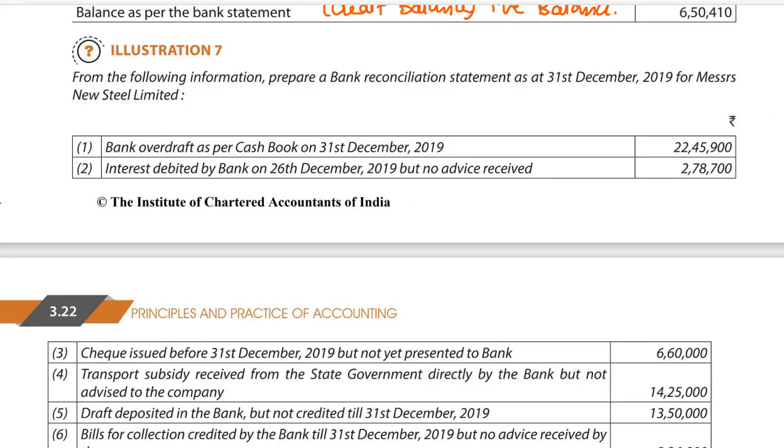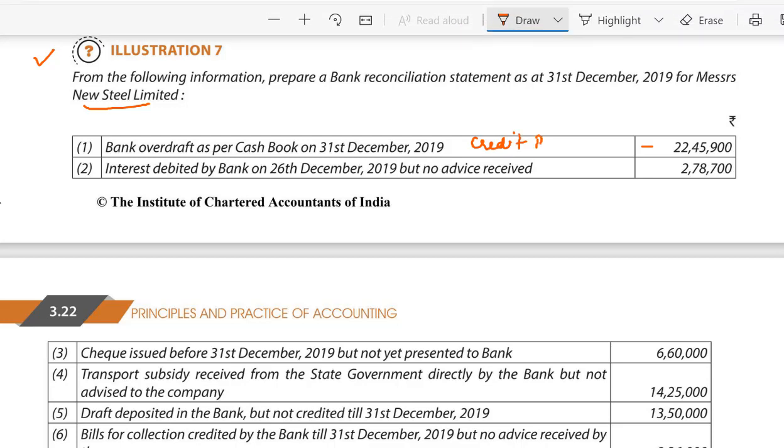Let us see illustration 7 now. From the following information, prepare a bank reconciliation statement as at 31st December 2019 for Messrs New Steel Limited. Bank overdraft as per cash book is given as 22,45,900. That means minus balance. Bank overdraft as per cash book means credit balance, negative balance.